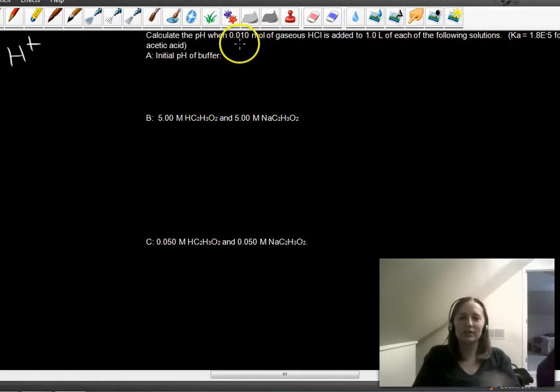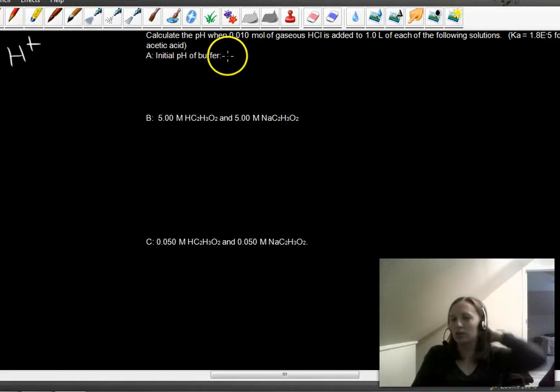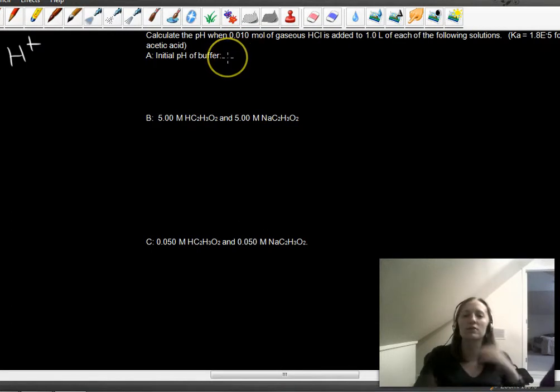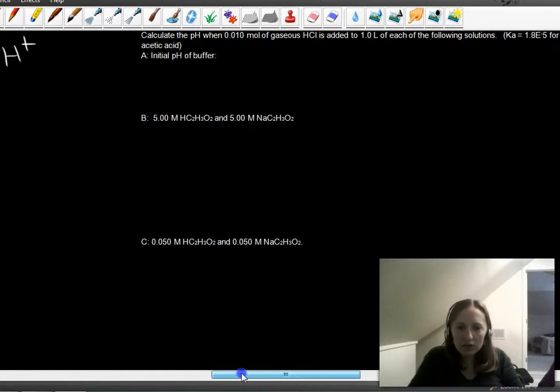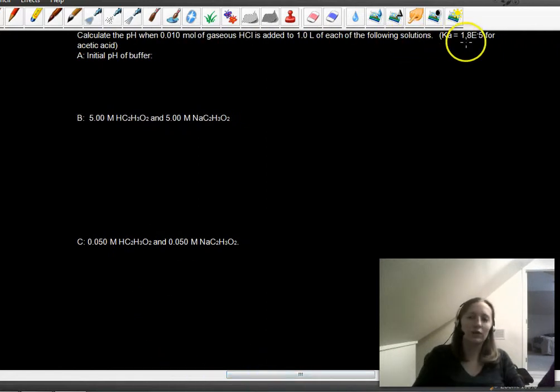Calculate the pH when 0.01 moles of gaseous hydrochloride is added to 1.0 liters of each of the following solutions. And the Ka, here I should probably scooch this over some. The Ka is 1.8 E negative 5 for acetic acid. You recognize that one? That one always comes up, doesn't it? So here's our initial pH of the buffer.